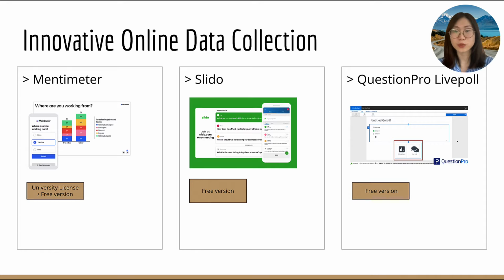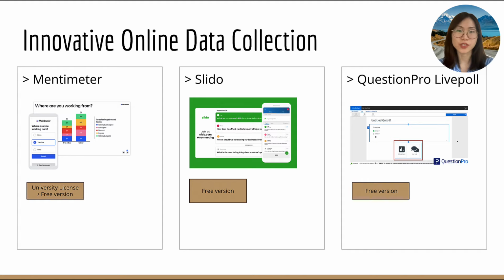Some more innovative tools such as Mentimeter, Slido, or Question Pro Live Poll allow educators to make the data collection more interactive and fun. These tools are more well-suited for collecting feedback to improve teaching rather than doing research, because they tend not to identify who submits which response, which makes it difficult for analysis and further follow-up research action, like matching with the interview. And the fun element in these tools could distract people from answering questions attentively.